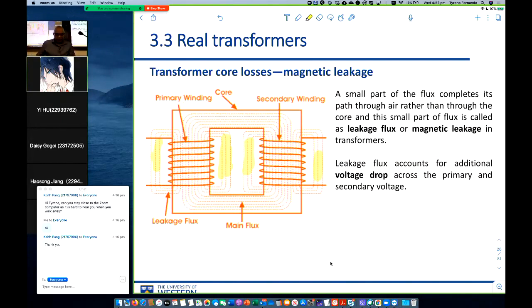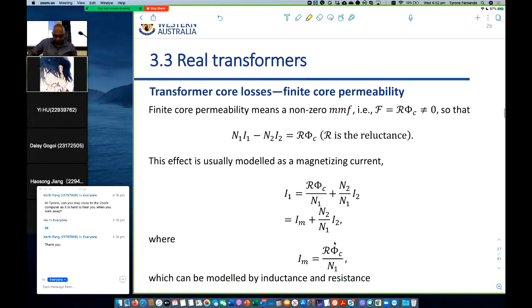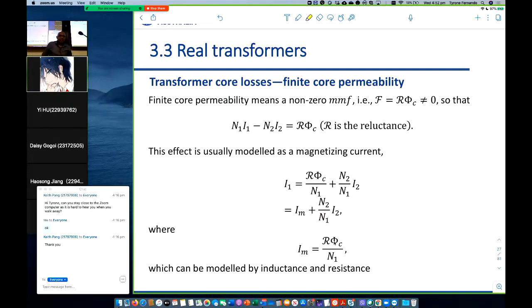All right, no problem. So not all the flux is confined to the core. You can see there is some leakage, as I highlighted in yellow. So that needs to be taken into account in developing a model for a real transformer. All right, so let's try to develop a model for a real transformer.